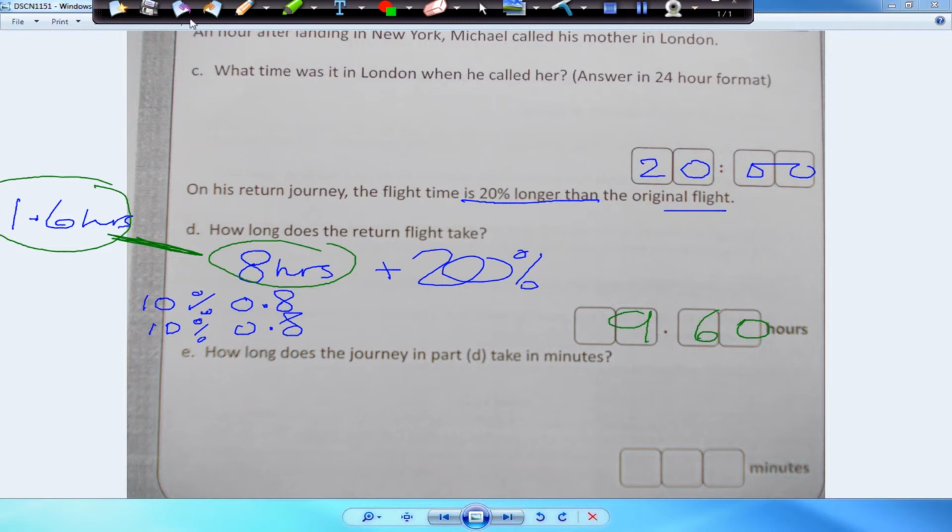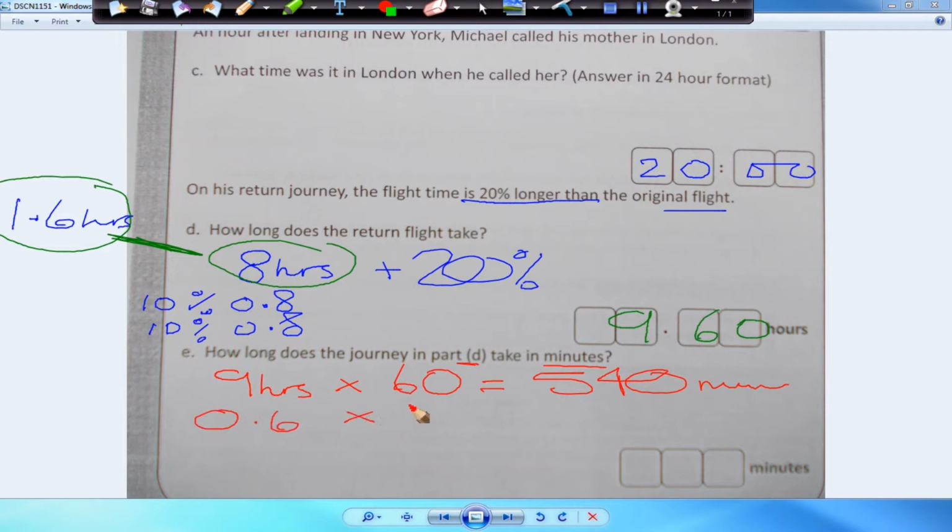Right, here we go. Next, how long does the journey in part D take in minutes? First of all, we have 9 hours, which is the easy part. We times that by 60. 9 hours times by 60 will give us what answer, Harun? 540. 540 minutes for the first part. And then we have 0.6 of an hour.